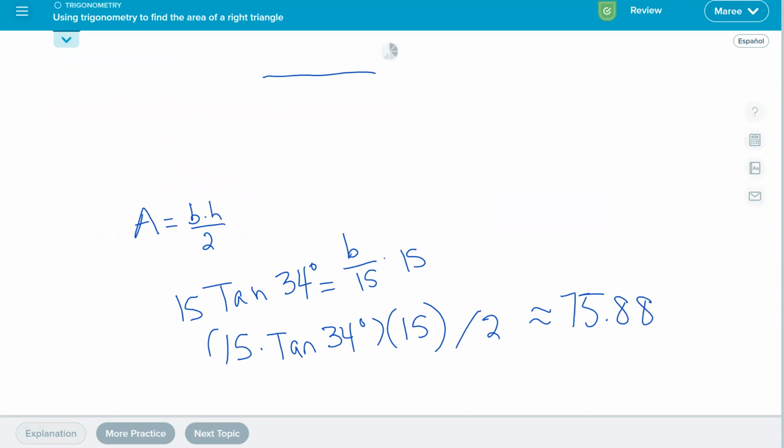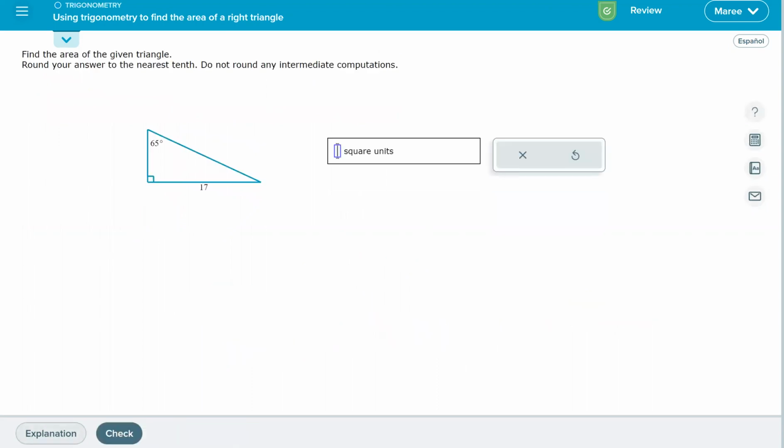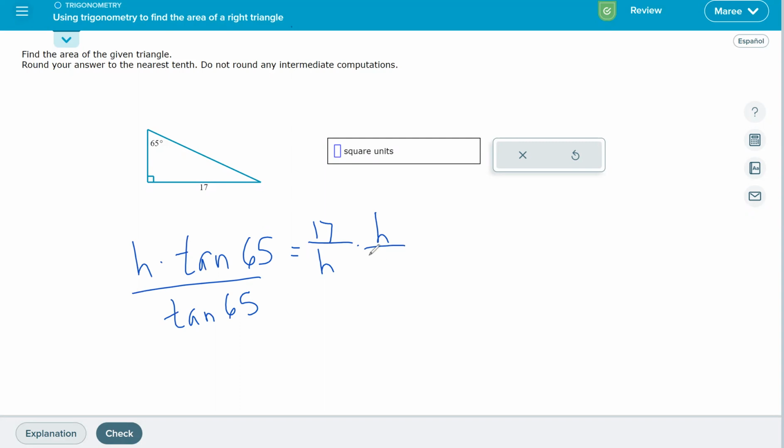All right, let's do this again. So they give us the base. We're going to need the height. So again, we're going to use tangent. We use tangent every time here. So tangent of 65 is equal to 17 divided by our height. And we multiply both sides by h. And then we'll divide by tangent 65. So we're left with h equals 17 divided by tangent 65. That will be our height.